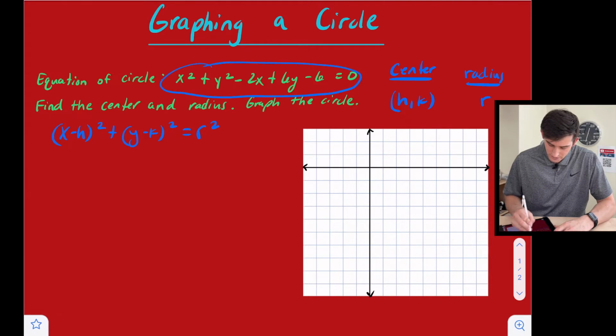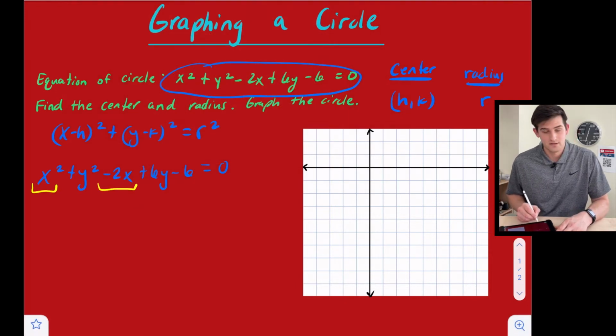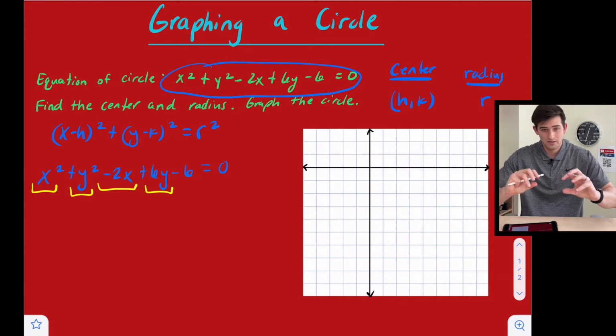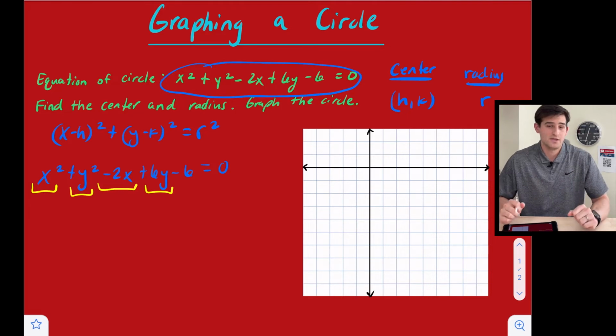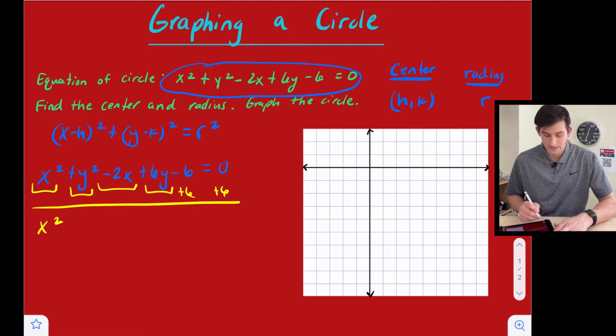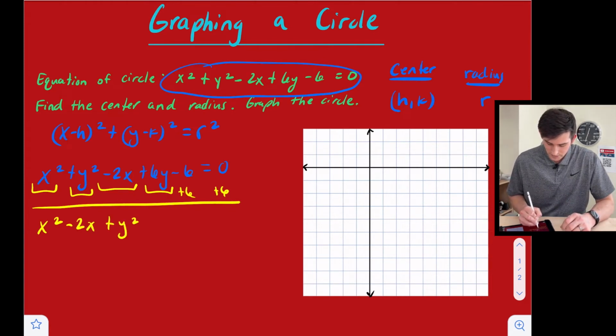We're going to take this equation. So we have x squared plus y squared minus 2x plus 6y minus 6 equals 0. And I want us to notice a couple things. We have x squared minus 2x. We have y squared plus 6y. We can create two separate perfect square trinomials with those two values that we're given. The first thing we need to do though is add 6 to both sides. Now I'm going to write my like terms next to each other. x squared minus 2x plus y squared plus 6y is equal to 6.